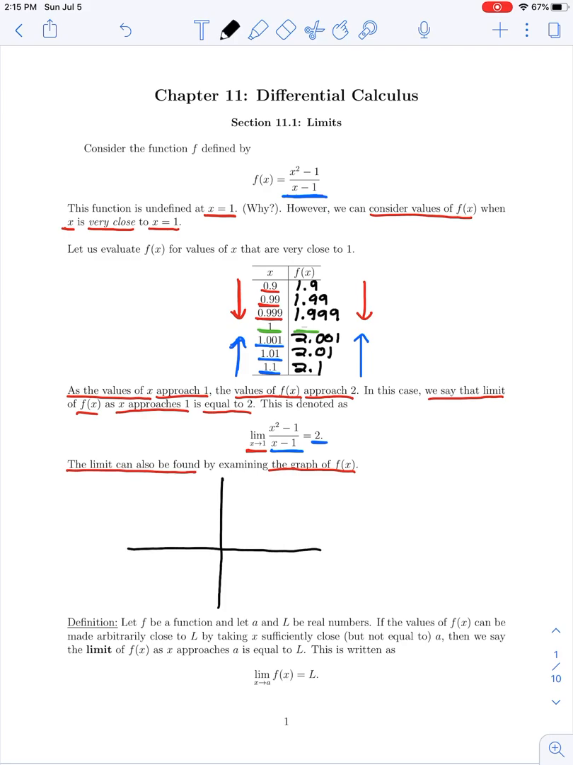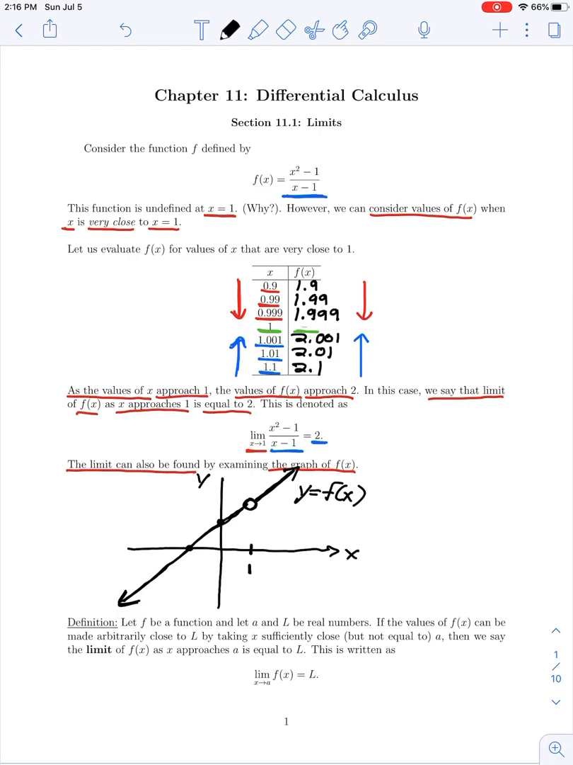So we have our xy axes, and the graph of this function is actually a line of slope 1 and y-intercept positive 1. However, it's undefined when x equals 1. There's a hole in the graph of our line at x equals 1 because our function was undefined there. So for every other value of x, it looks just like a straight line, but there's a hole in the line at that value where our function is undefined.